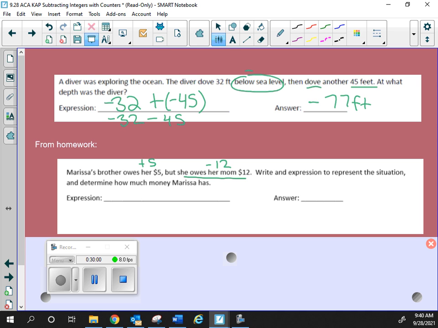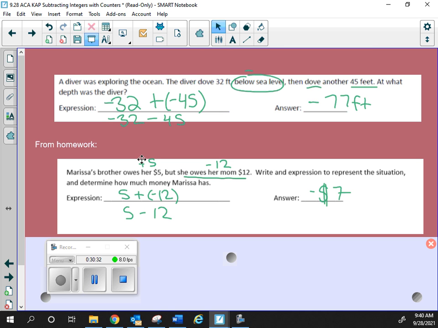Will, is that a hand? Love it. What's one of your expressions? I put 5 plus parentheses -12. Very good. That is one way to write it. The other way I saw it on clearance, will you tell me? 5 minus 12, okay, because you're taking away $12. Either way, in both of those situations, how much is Marissa going to have at the end, class? -$7. Okay? For homework, you're going to finish the rest of the packet.